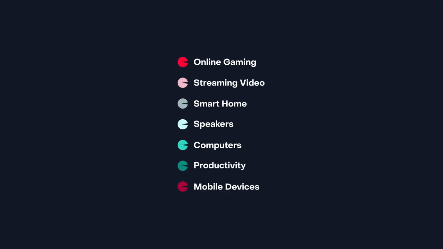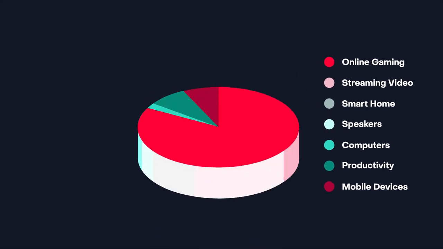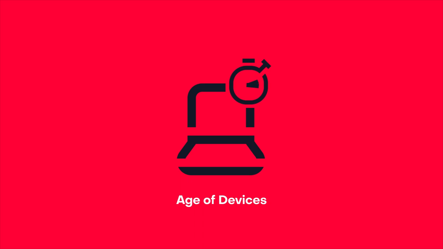Now, let's talk about your devices. Every connected device in your home is hungry and wants to take a bite of the bandwidth pie. The more devices sharing the signal, the more it gets divided up. And the age of your devices is also a factor. Older devices with older generations of Wi-Fi technology could be putting the brakes on your connection.